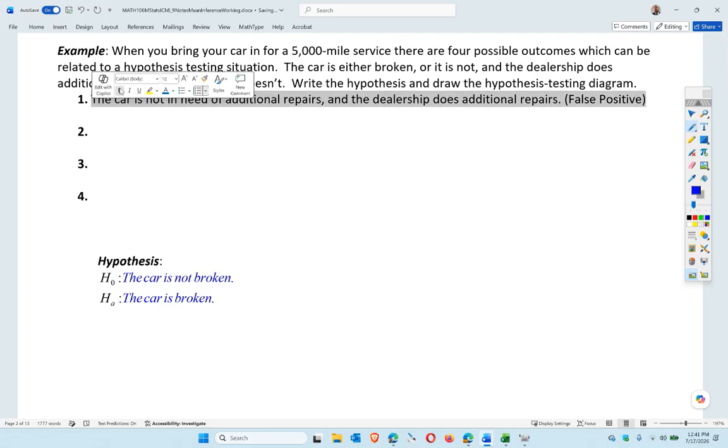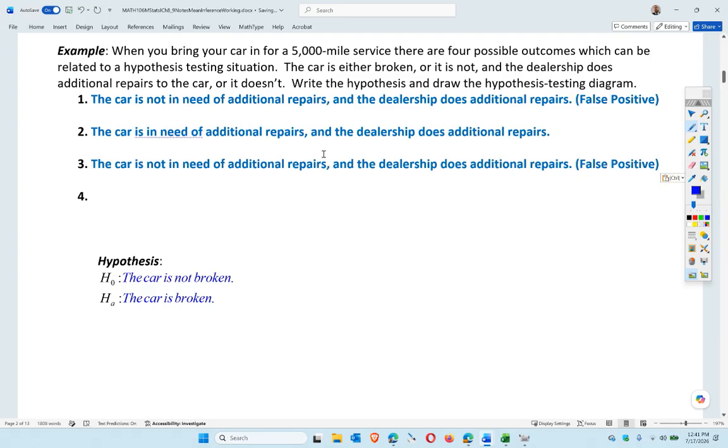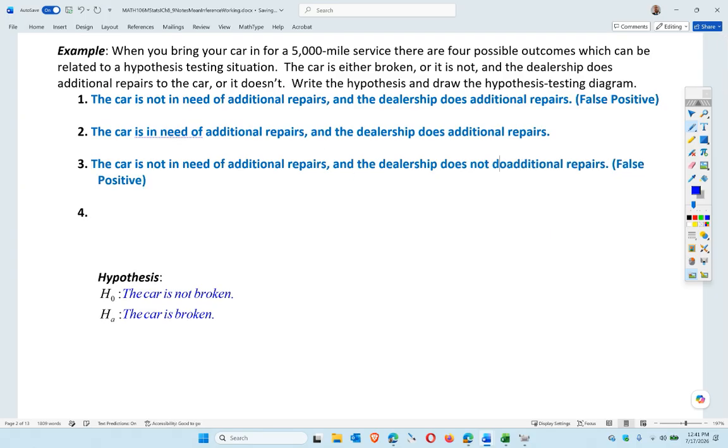Okay, let's do blue, bold and blue. We'll copy it. We'll put this down here. So the car needs additional repairs, and the dealership does additional repairs. That is good. That's what should happen, correct? Okay, the car is in need of additional repairs. There we go. I like that better. Okay, so then we have the car is not in need of additional repairs, and the dealership does not do additional repairs. That's what should happen, right? That's type 3.